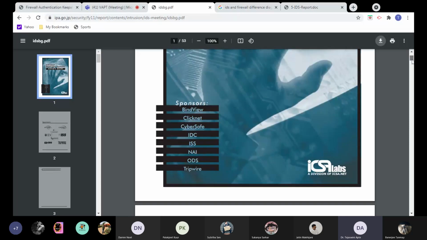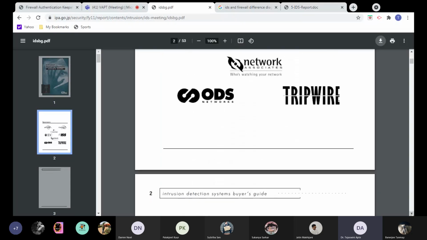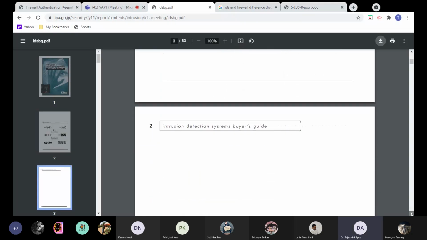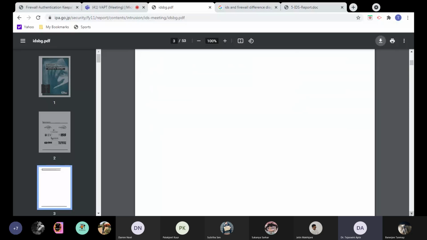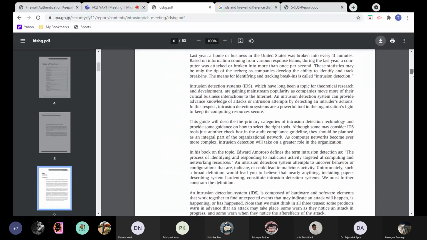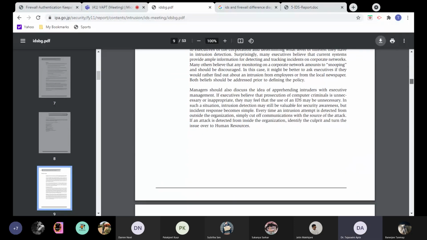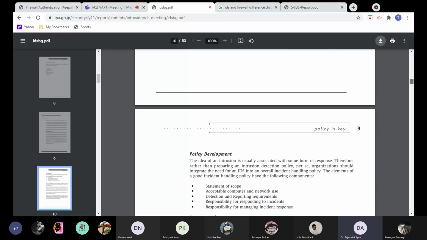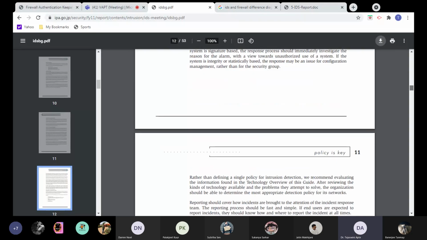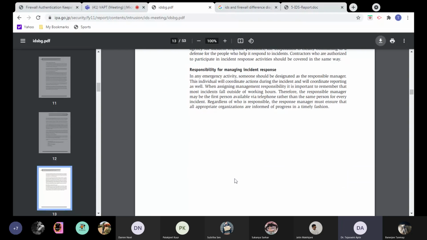In this particular buyer guide, the sponsor is a CyberSafe network associate, and this is a quite nice project overview. I really do not want to go into the full detail of how exactly things are. Policy development, intrusion detection system buyer guide. Okay, let me share the link with you.